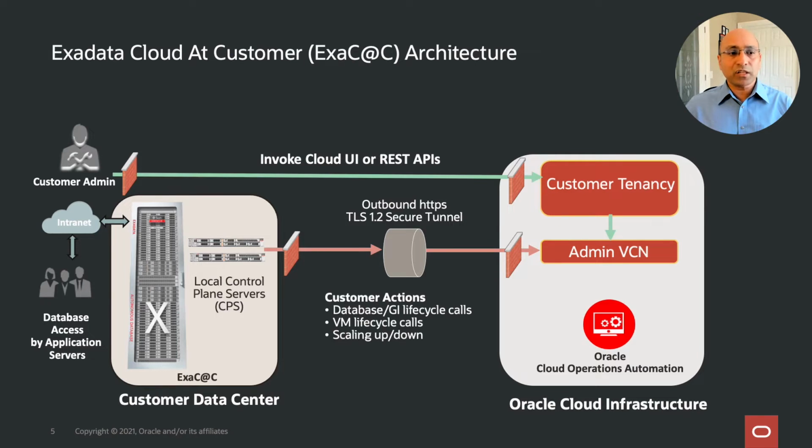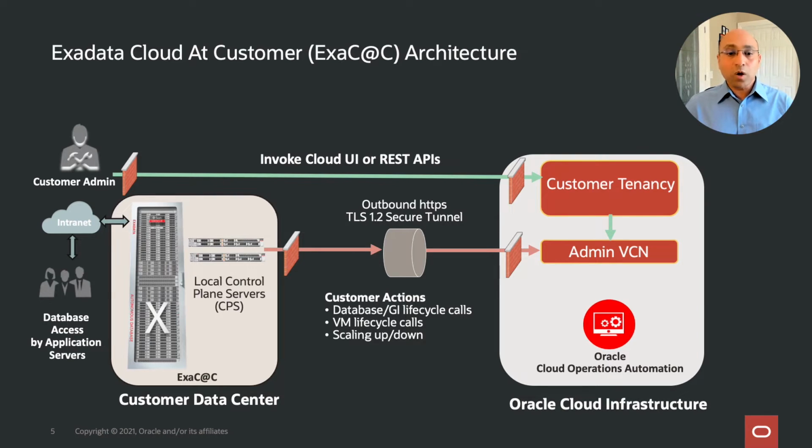One is essentially for all customer administrator actions. So for instance, the customer administrator is invoking the cloud UI or the REST APIs to do normal operations like database lifecycle calls or grid infrastructure lifecycle calls or VM lifecycle calls, creating the VM or increasing the OCPUs on the VM. All those API calls are going through this green line. They hit the OCI public cloud region, and they are then traversing this secure tunnel over to the local control plane service and get executed on the Exadata Cloud Customer infrastructure.